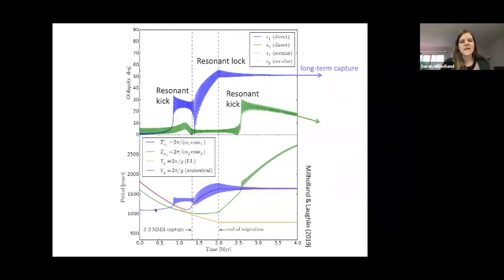So if we look at these bottom curves, the blue and the green are showing the periods of the spin axis precession of the inner planet and the outer planet. And the purple is showing the period of the orbital precession. And so you can see that the inner planet, due to just the natural evolution of these frequencies that's happening early on, first encounters this resonance where its spin precession period becomes equal with its orbital precession period. And this causes a resonant kick of the obliquity.